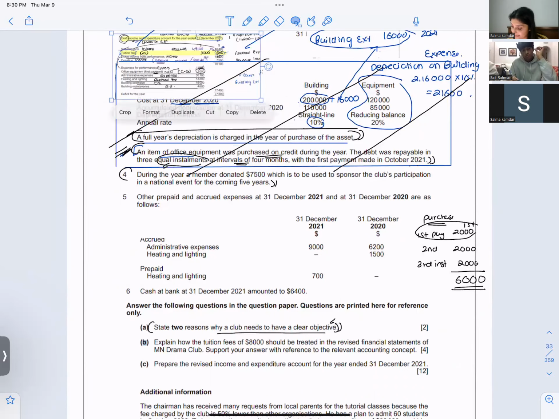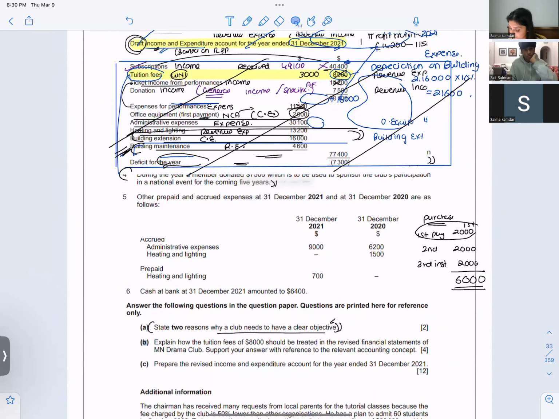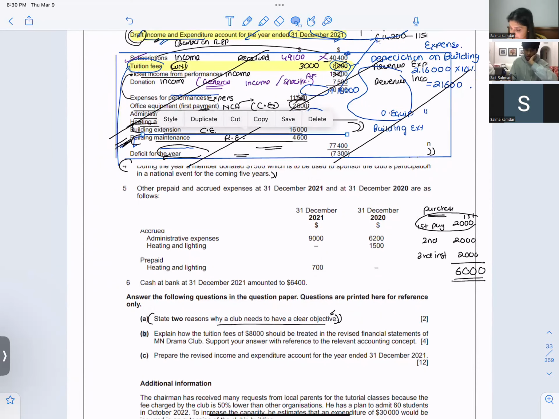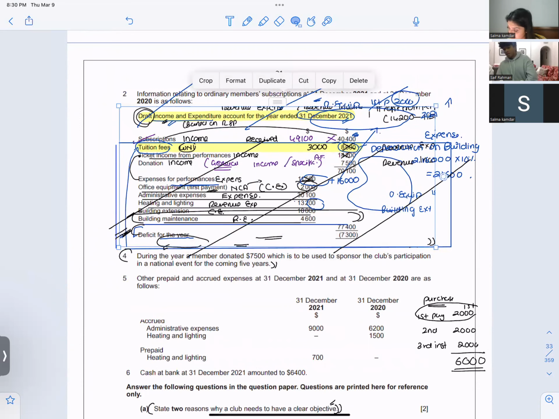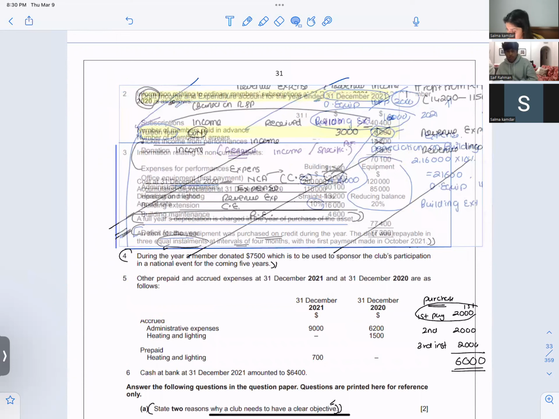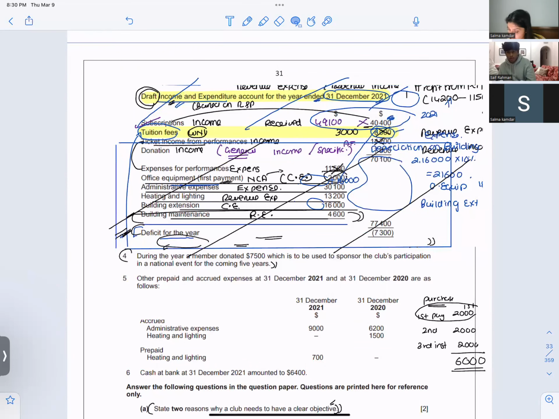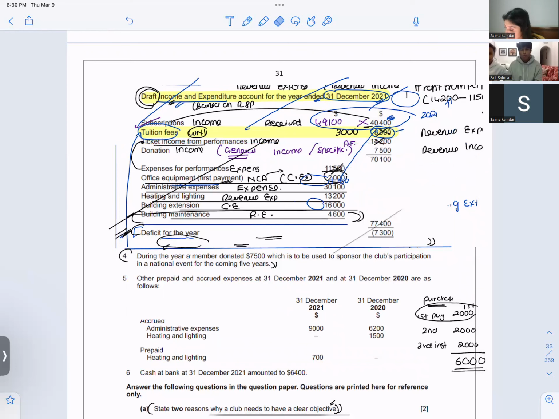What is my fourth adjustment telling me? It is telling you that you got donated 7,500 for an upcoming national event. That you got donated 7,500, which is used to sponsor the club's participation in a national event. This donation of 7,500 will be for what? A specific purpose. It is for a national event. So this donation is not income, it will go in accumulated funds.